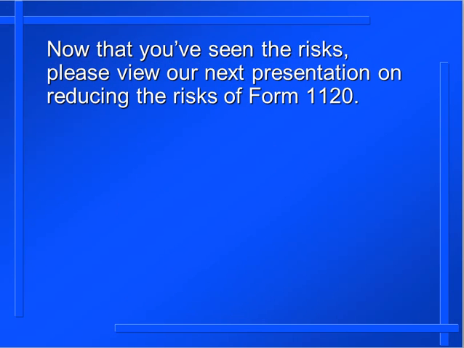Now that you've understood the basic concepts of these risks, please view our next presentation on reducing the risks of Form 1120, and we'll examine each of the four major risks that exist for this tax form.